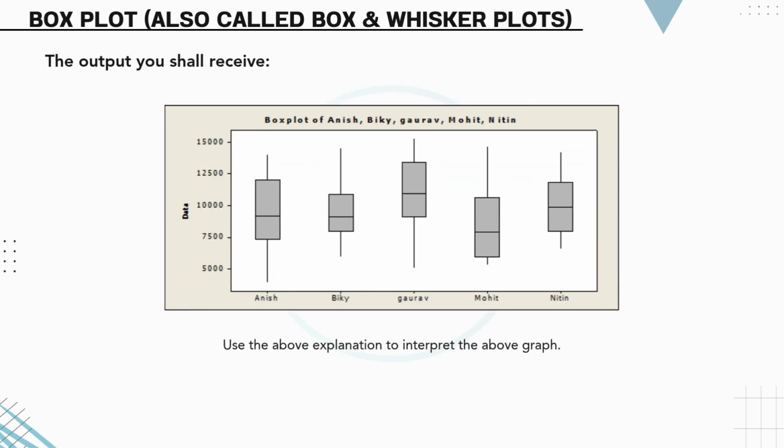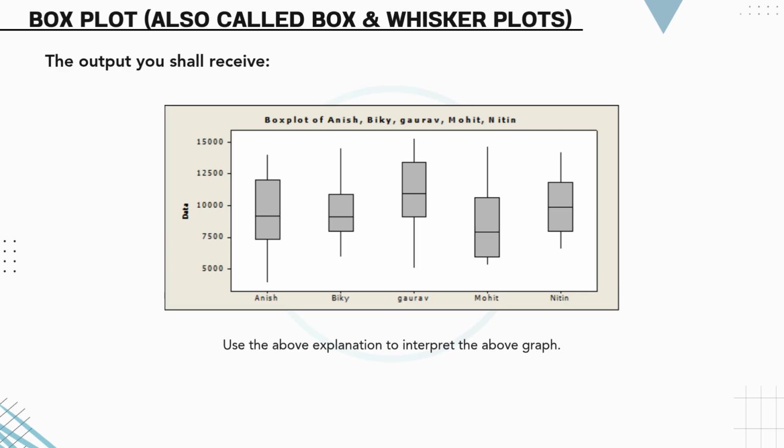This slide presents the final output of a multiple-wise, simple box plot created in Minitab, showing the comparison of collections across 5 individuals: Anish, Biki, Gaurav, Mohit, and Nitin. Let's interpret the plot. Each box represents the distribution of collection data for one team member. The line inside each box indicates the median collection value. The height of the box shows the interquartile range, IQR, how spread out the middle 50% of data is. The whiskers extend to the minimum and maximum values, excluding any outliers.